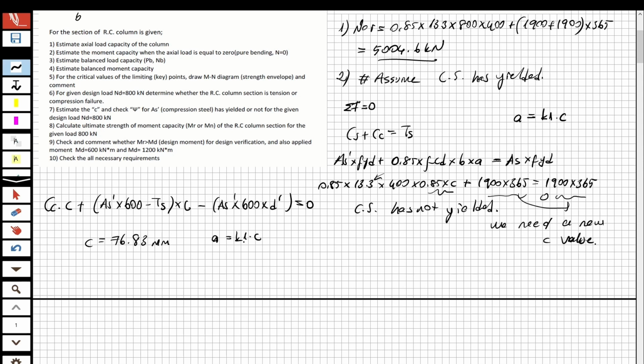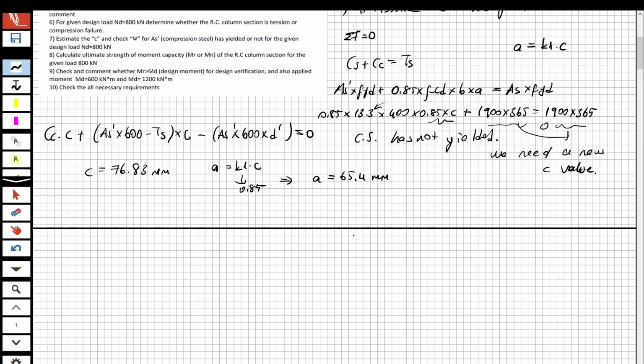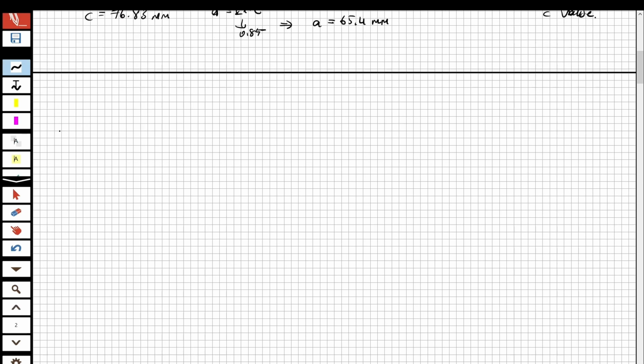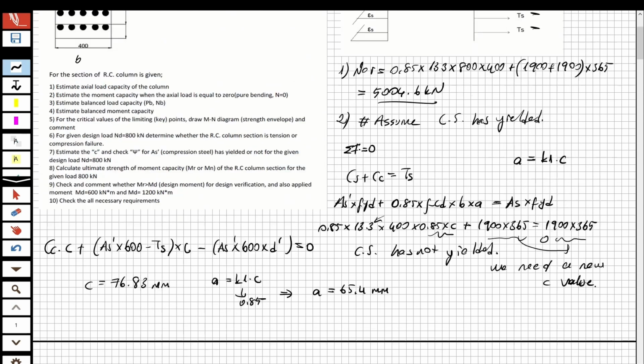So what is K1? K1 is 0.75. From here, I'm going to obtain A as equal to 65.4 millimeter. So now I got the A. So let's actually make a compatibility, and we are going to determine the yield point of both steels. So how are we going to make a compatibility?